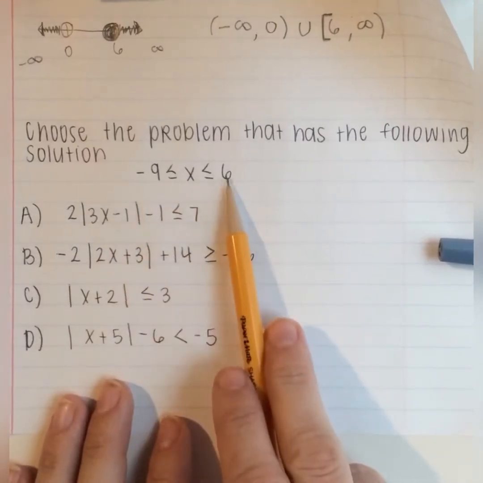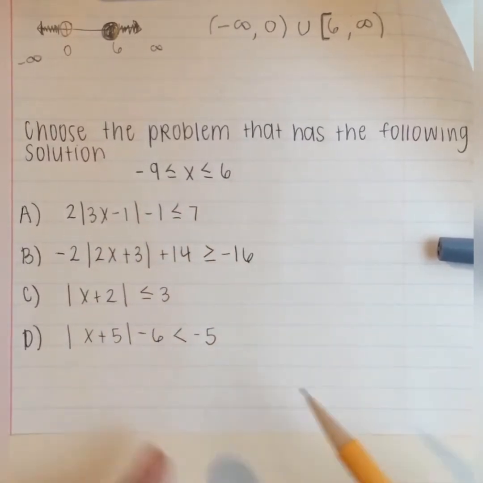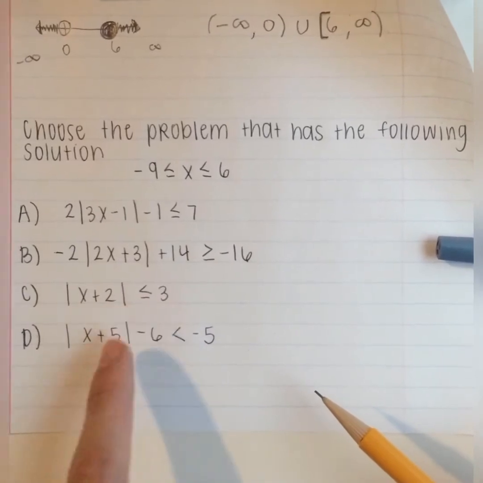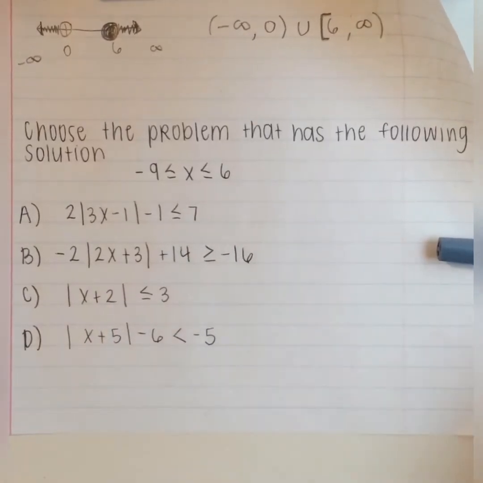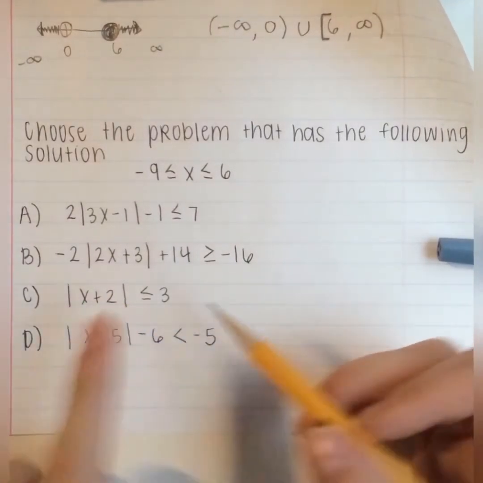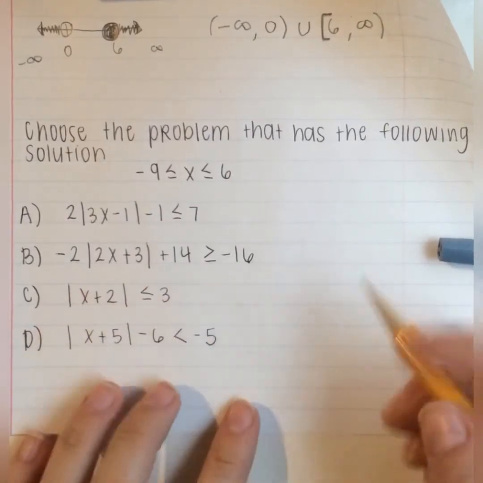Okay, so you may have to solve this first one to get your two answers and see if your answers match up with negative 9 and 6, right? You would have to do this one, maybe this one, and this one. We could pick a few random ones. Say we chose C because C looks simple, right?